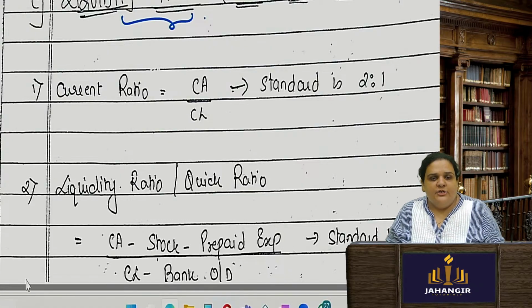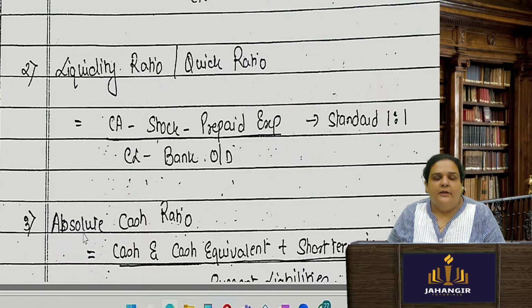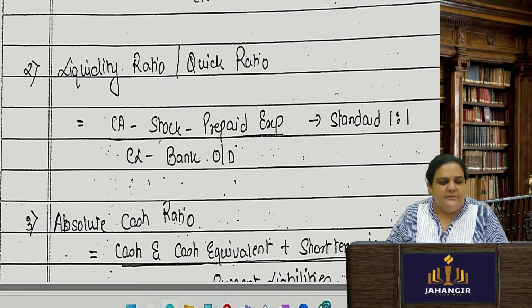Then liquidity ratio, quick ratio. Quick ratio means what? All those current assets which are not quick, they cannot be easily converted into cash. Remove them. So from current assets, stock. Not necessary I will be able to sell it tomorrow. Prepaid expenses, fictitious asset. It does not have anything in it. It's in fact an expense, but we are writing it in the asset side.